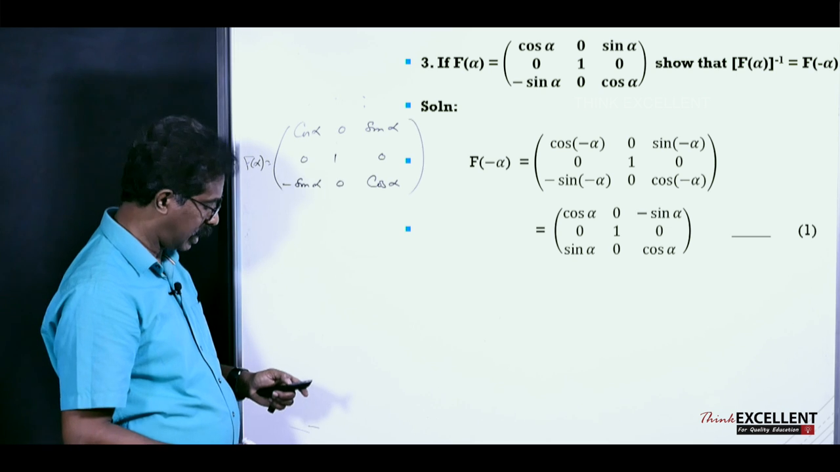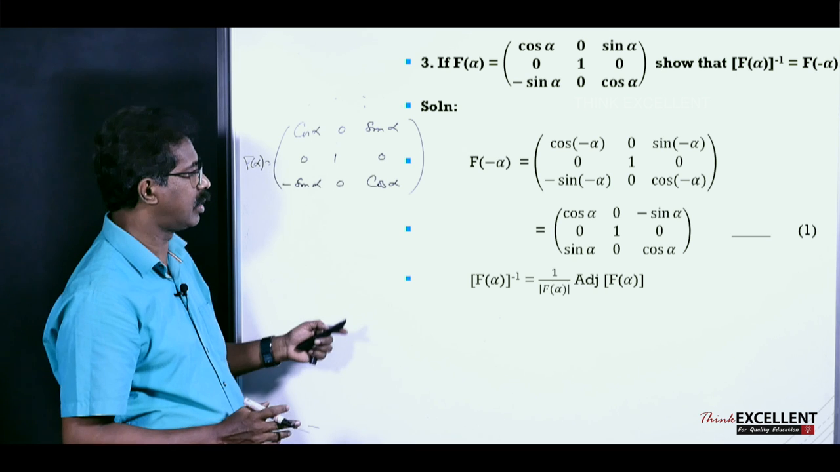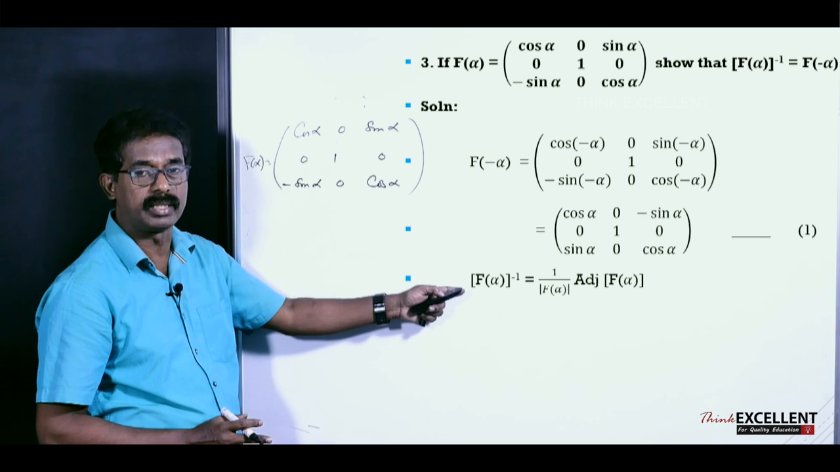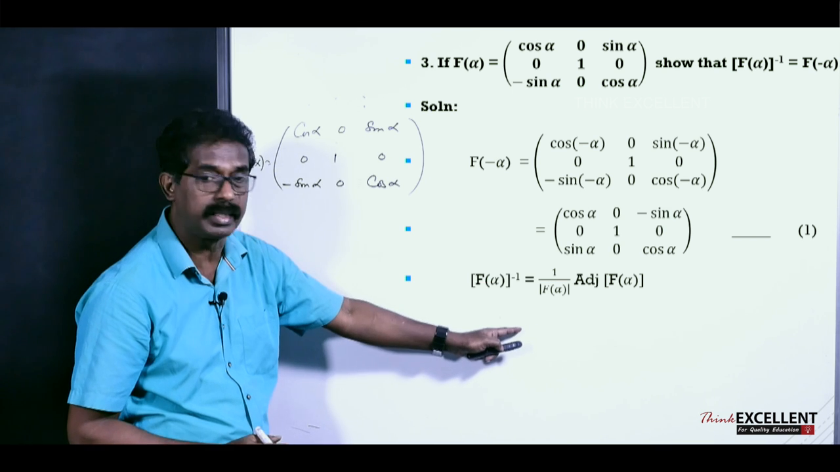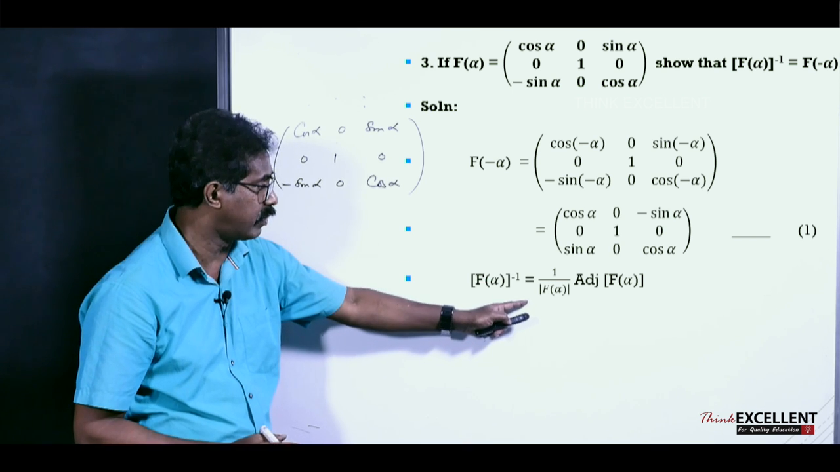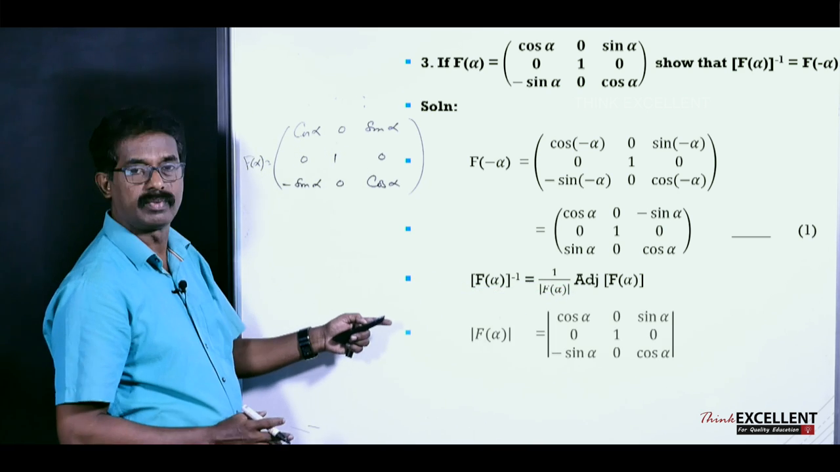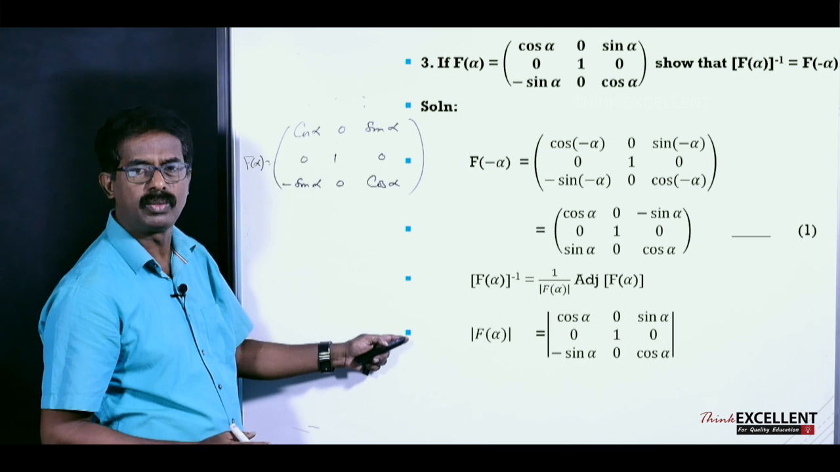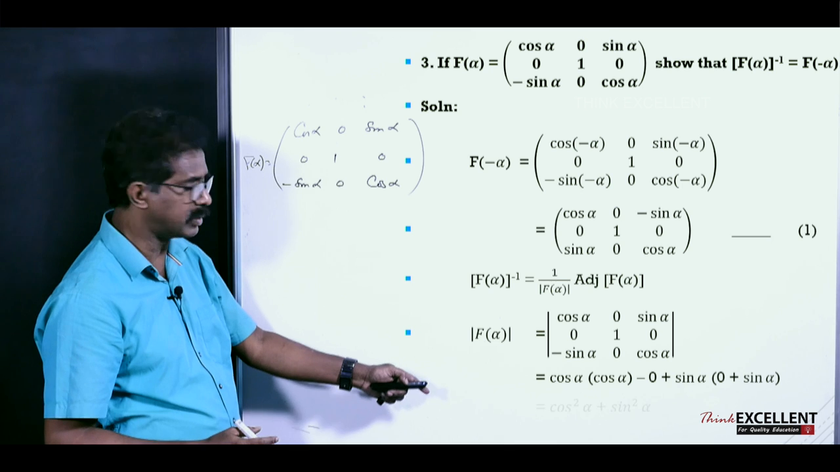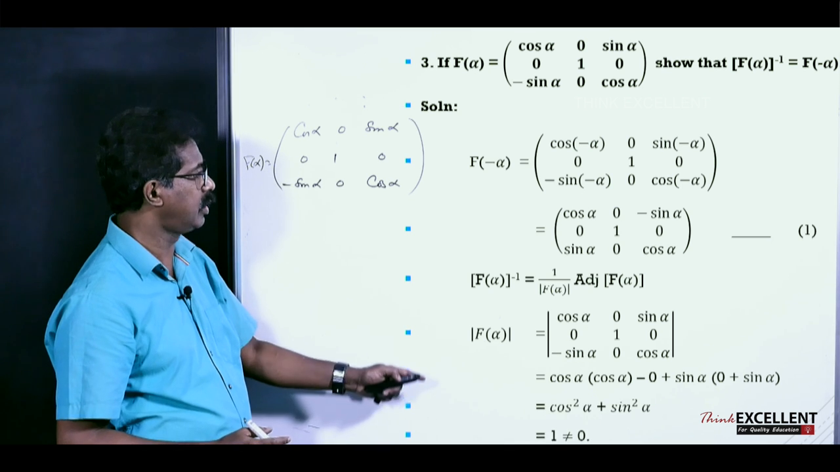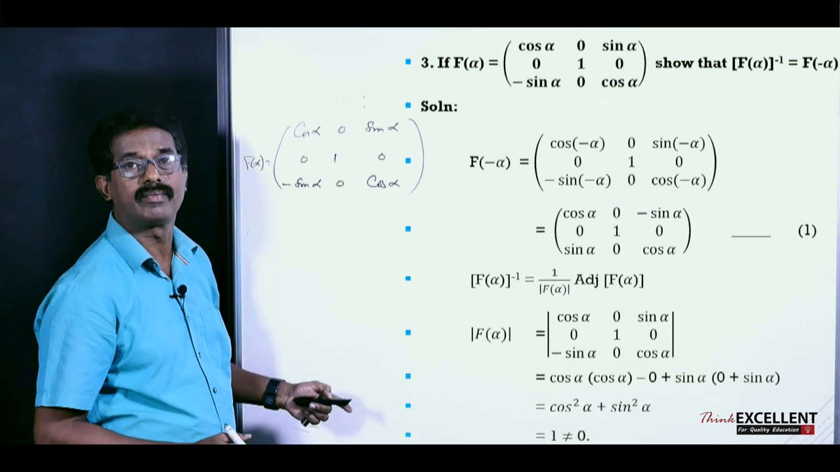Now we find LHS. LHS is the inverse of this. To find the inverse, you know the formula: A inverse is 1 by determinant A into adjoint A. Instead of A, we have F of alpha. So first, what do you find? The determinant of F of alpha. You know how to expand it. Only that identity we use: cos square plus sin square, you are getting 1, which is not equal to 0. So the inverse exists.